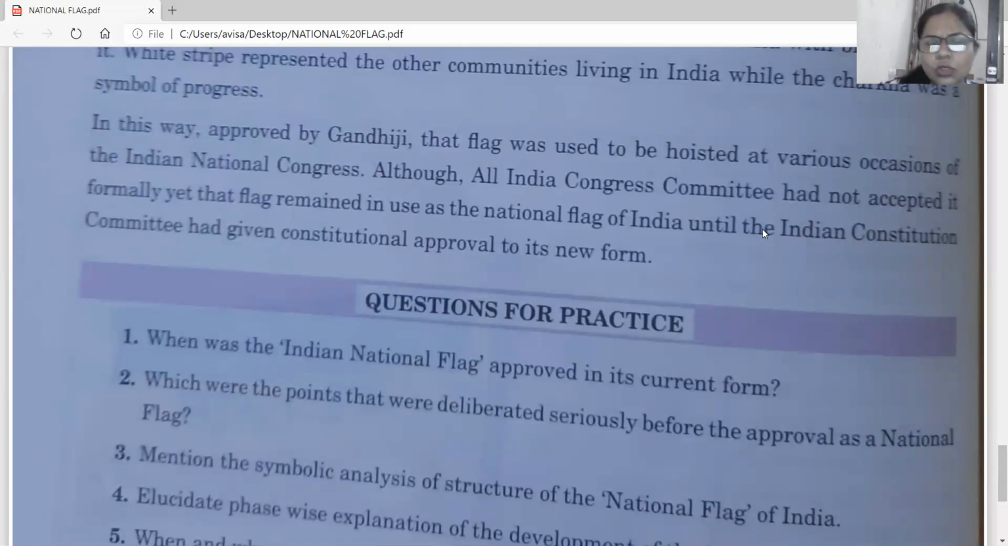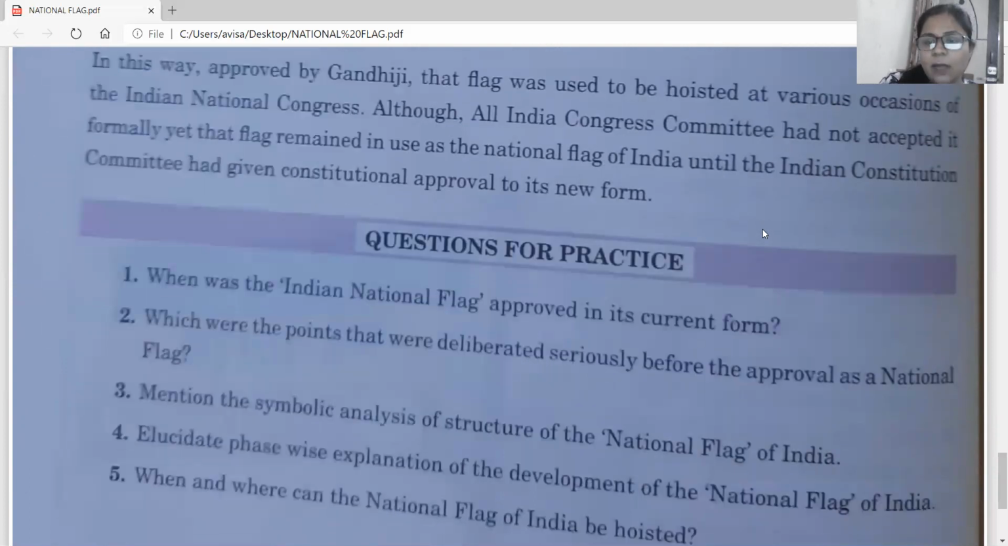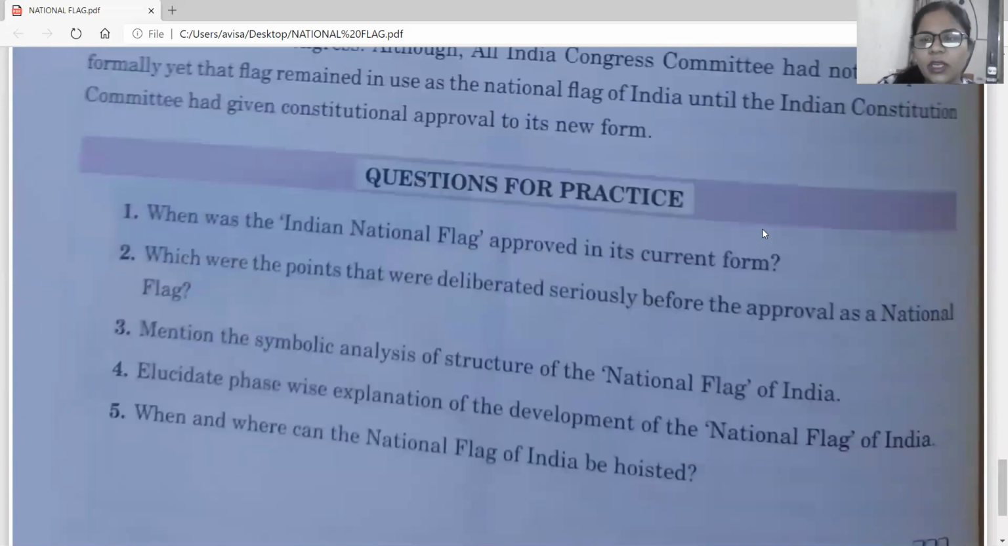So basically the question that comes is on the evolution of the Indian national flag, or the 3 stages or phases of the national flag. Or the question often comes: what kind of human values does it show? So it has all the human values in it, which it shows. So this is all for today.